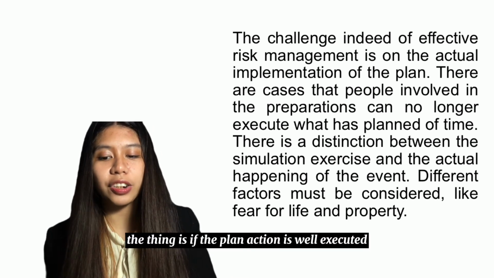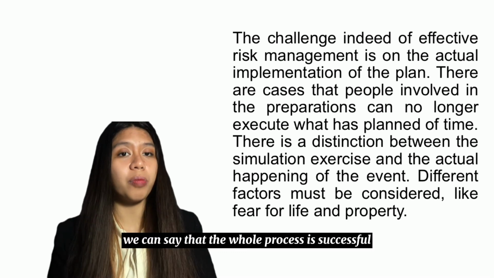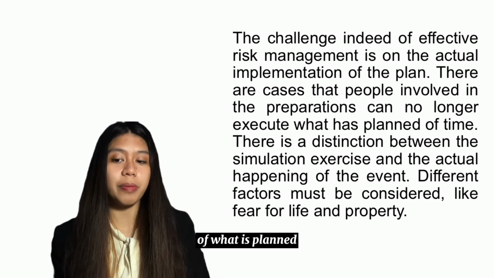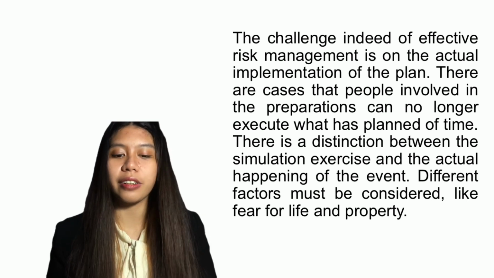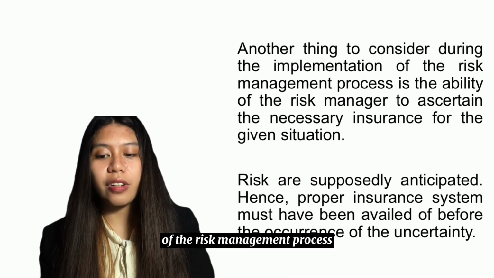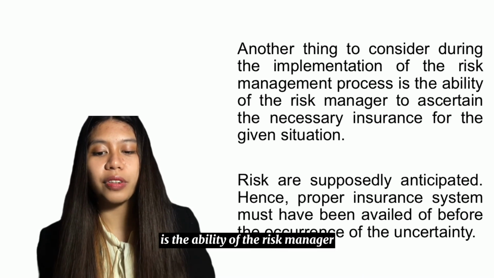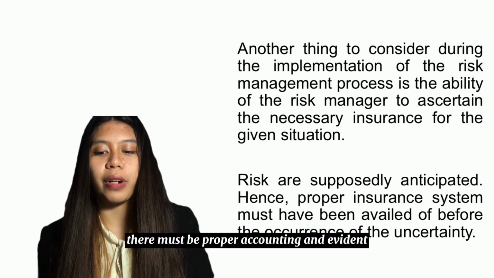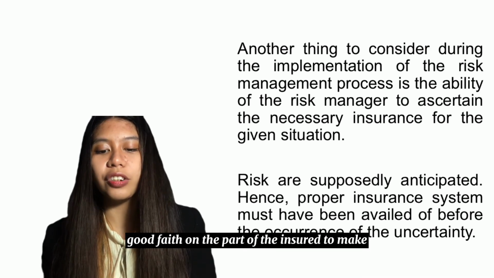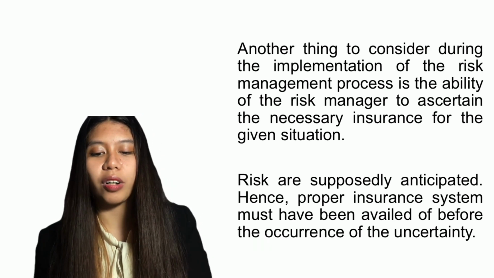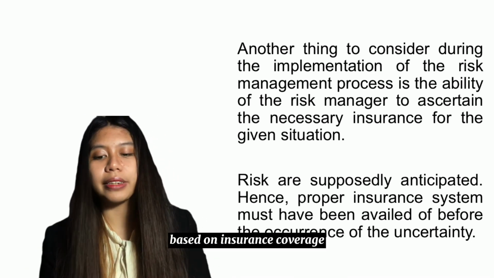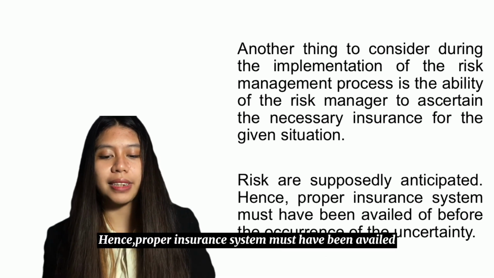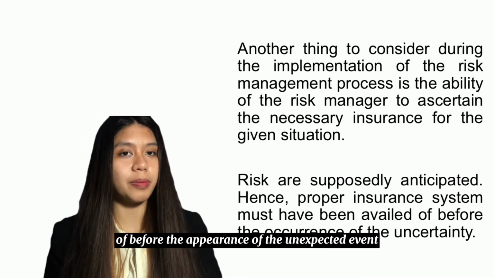If the planned action is well executed, we can say that the whole process is successful. However, if there is a 180-degree deviation from what is planned, we can say that the whole process is a failure. Another thing to consider during the implementation of the risk management process is the ability of the risk manager to ascertain the necessary insurance for the given situation. There must be proper accounting and evident good faith on the part of the insured to make sure that the insurance company involved would give you the necessary assistance based on the insurance coverage. Risks are supposedly anticipated, hence a proper insurance system must have been availed of before the occurrence of the unexpected event.